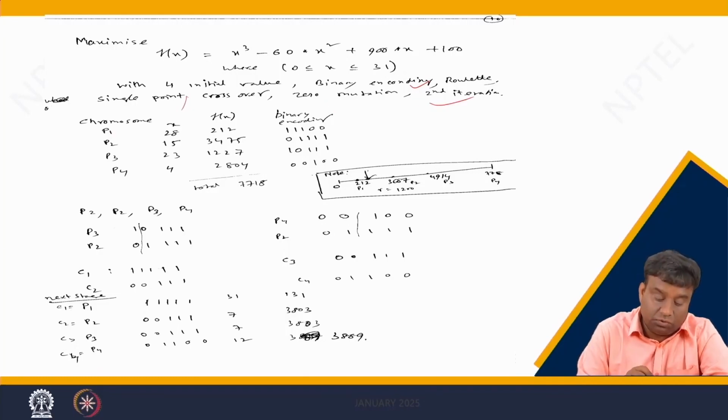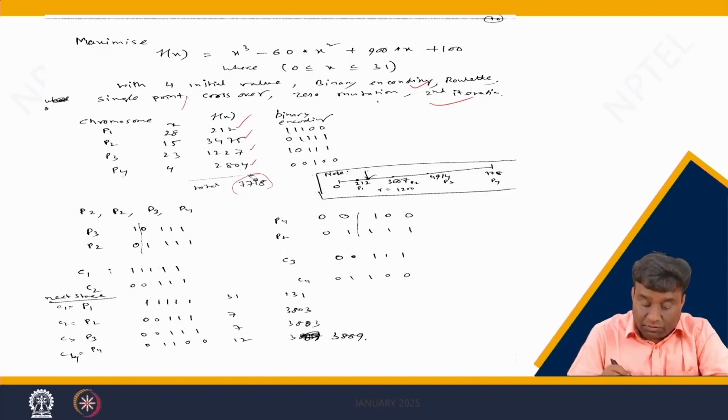So 4 populations. So we assume 4 chromosomes, P1, P2, P3, P4. So we are selecting 28, 15, 23, 4. So f(x) is 212, 3475, 1227, 2804. Total is 7718. If we encode 28, you will get 11100, 15 is 01111, 23 is 10111, 4 is 00100. So this is a binary encoding.